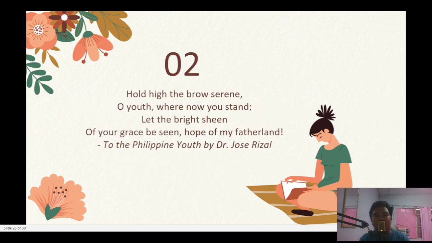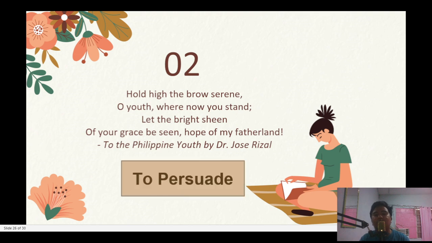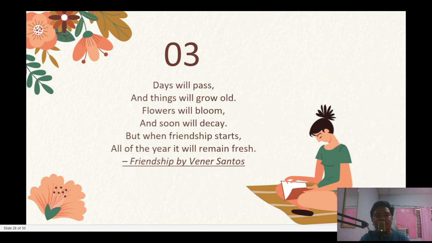Number two, hold high the broad serene, O youth, where now you stand at the bright sheen of your grace be seen, hope of my fatherland. To the Philippine Youth by Dr. Rizal, what do you think? It's what? To persuade. Very good. Number three, days will pass and things will grow old, flowers will bloom and soon will decay. But when friendship starts, all of the year it will remain fresh. Friendship by Vinir Santos. It's what?